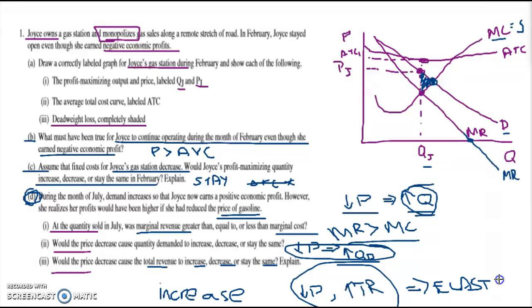Inelastic is the opposite, right? When price goes down, total revenue goes down. We call that the total revenue test. So as long as you know that monopolies will always, always, always produce in the elastic range, right here, this triangle right here, always going to be in the elastic range of the demand curve, then you'll know that a decrease in price is going to result in an increase in total revenue. So increase is the correct answer, and it's because we have an elastic range of demand.